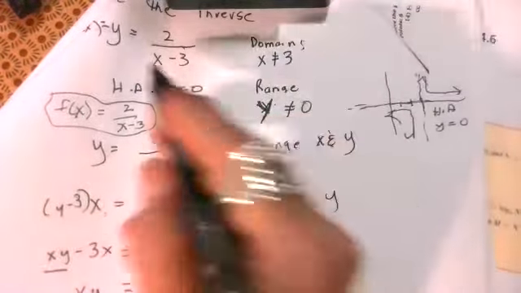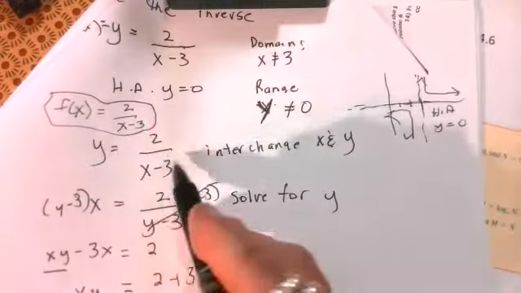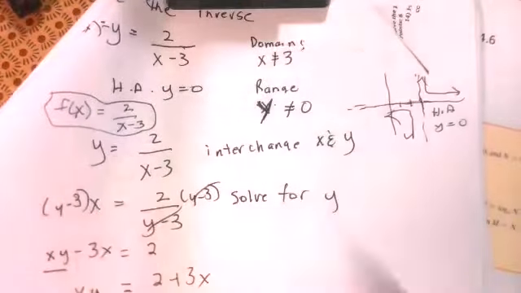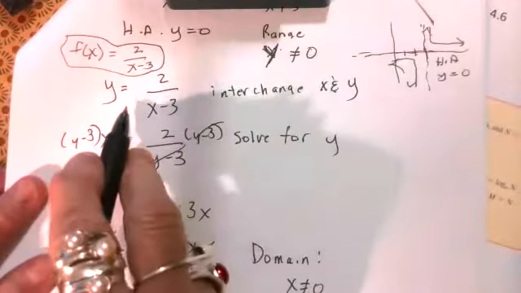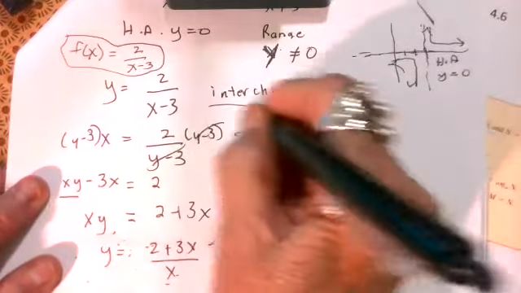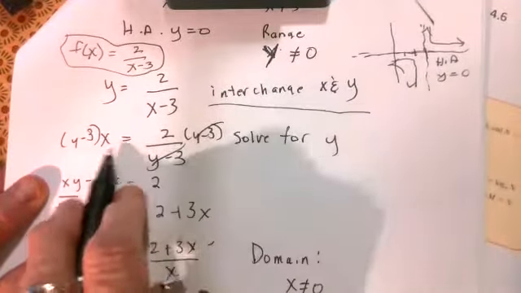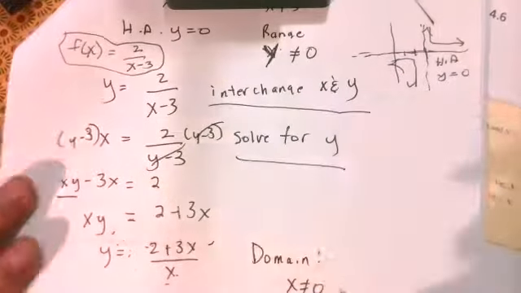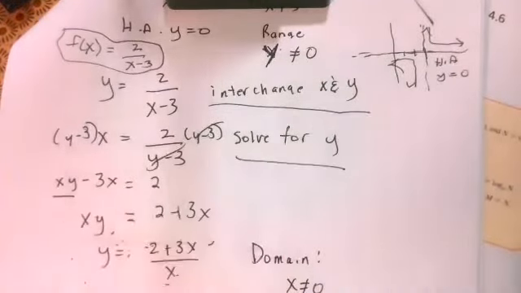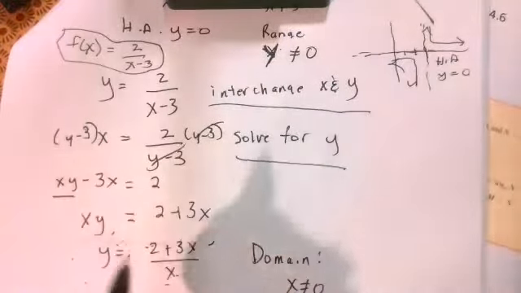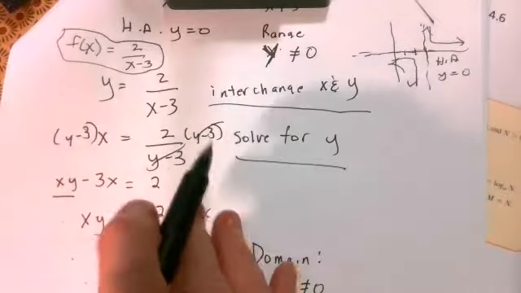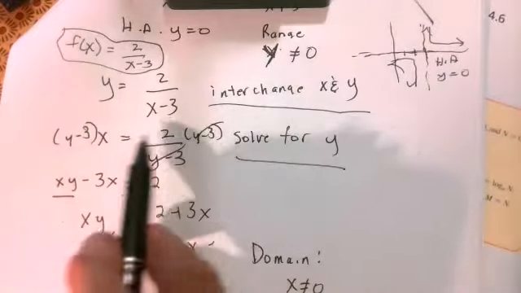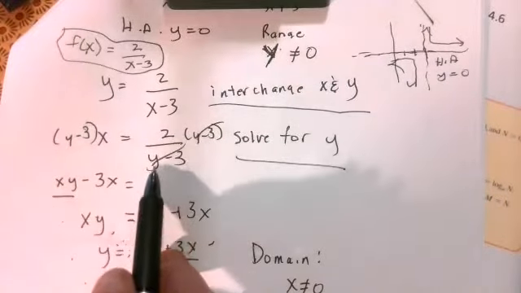Now, the steps for finding the inverse of this function. Step 1 is change f of x to y. Okay, just rewrite it as y. Then you want to interchange x and y. And then you want to solve for y. Now, when it's a rational function like this, it's more complicated to solve for y than, say, if it was a linear function. So you're trying to solve for y.